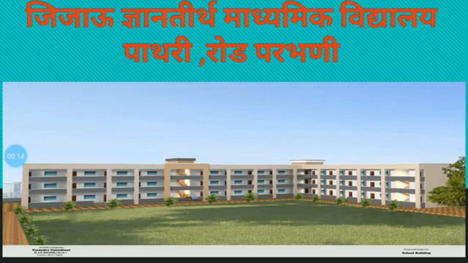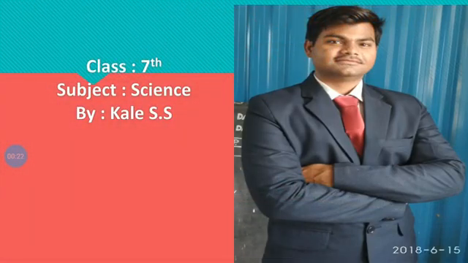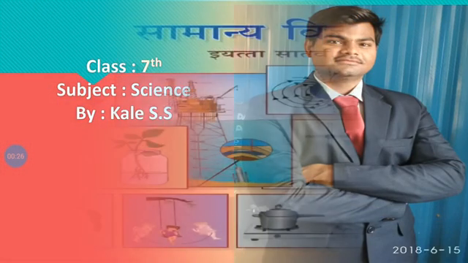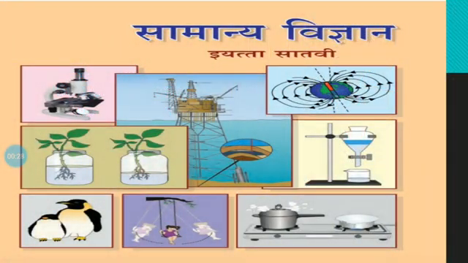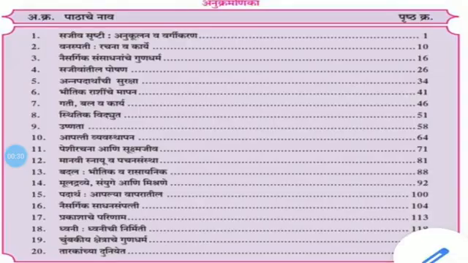Today we have to see the science of 7th standard. In this book, we are in the second chapter. The name of the chapter is Plant Structure and Function.